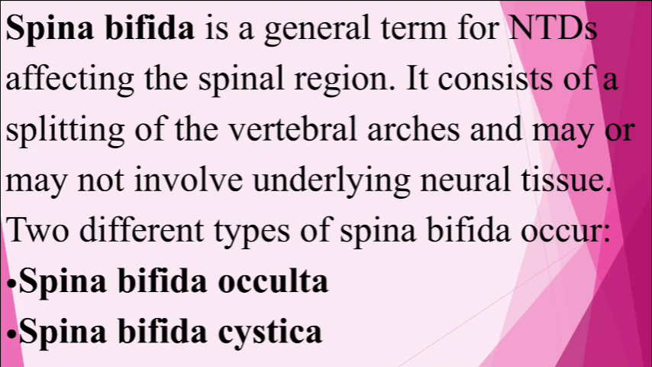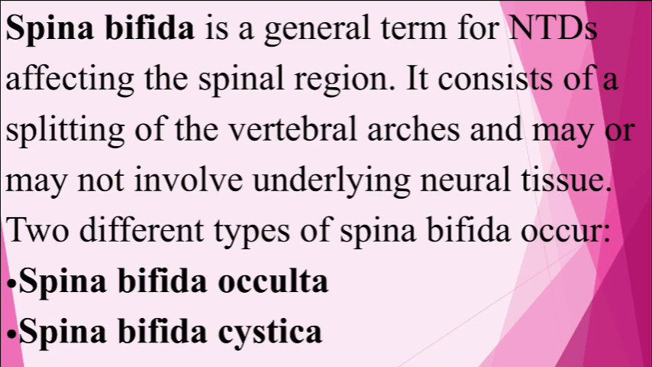It's a general term for neural tube defects affecting the spinal region. In spina bifida, you have splitting of the vertebral arches, and it may or may not involve underlying neural tissue. You have two different types of spina bifida: spina bifida occulta and spina bifida cystica.